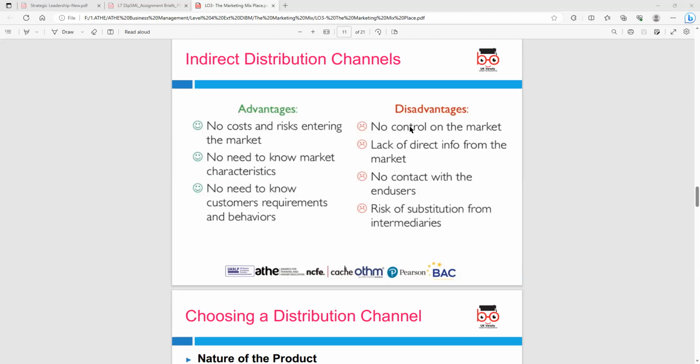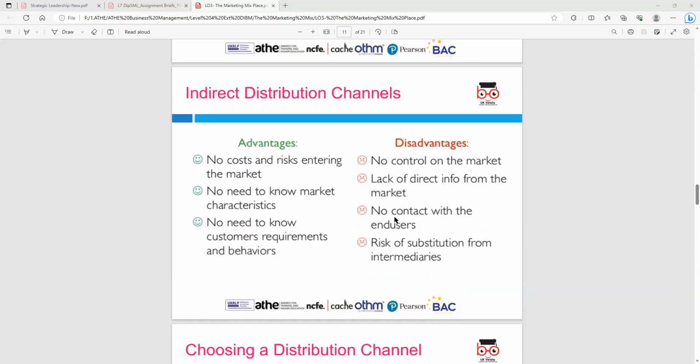The disadvantage, however, of using the indirect channel is that you have no control over the market. Okay. You don't control the market, and there's a lack of direct information from the market. Maybe you don't have any research, or any data. You don't have any contact with the end users. And maybe you have a risk of substitution from other intermediaries. So there are disadvantages and there are advantages. So when you use indirect channels, you make sure that your advantages outweigh your disadvantages.